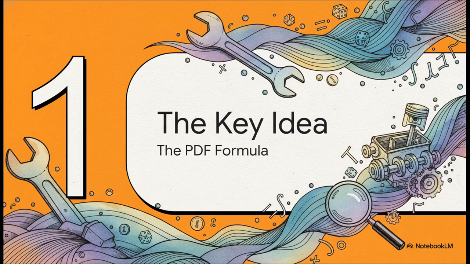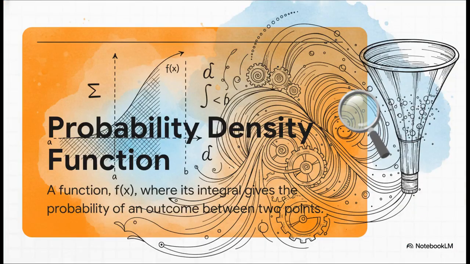Okay, so if probability is an area, the obvious next question is, how do we measure that area? For that, we need a special gadget from our mathematical toolbox. It's called the probability density function, or PDF for short, and it is the engine that makes this whole thing work. So, what is a PDF? Think of it like a map. It's a function, f of x, that describes how likely any given outcome is. Where the curve is higher, the outcome is more likely. But the real magic happens when we bring in the best tool calculus has for finding area, the integral.